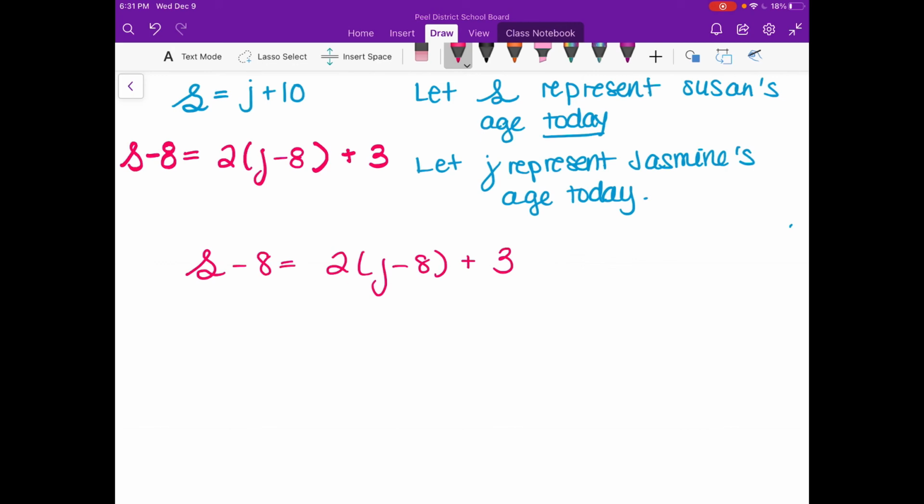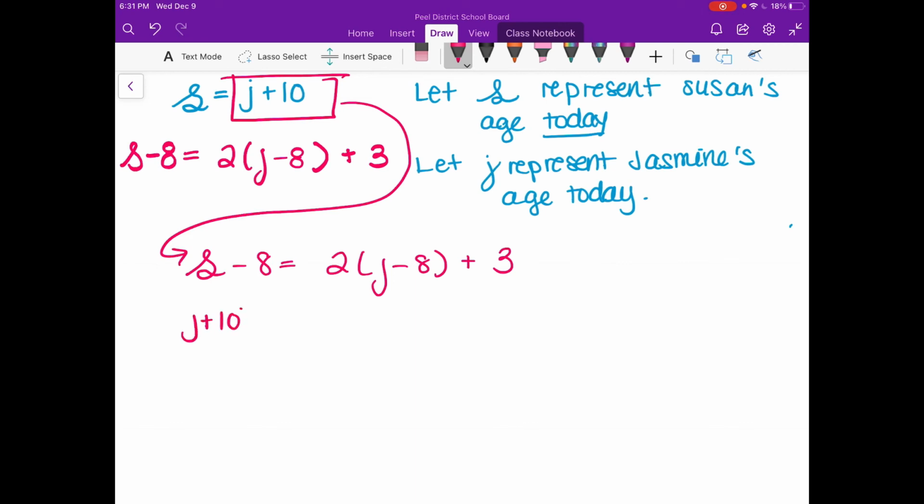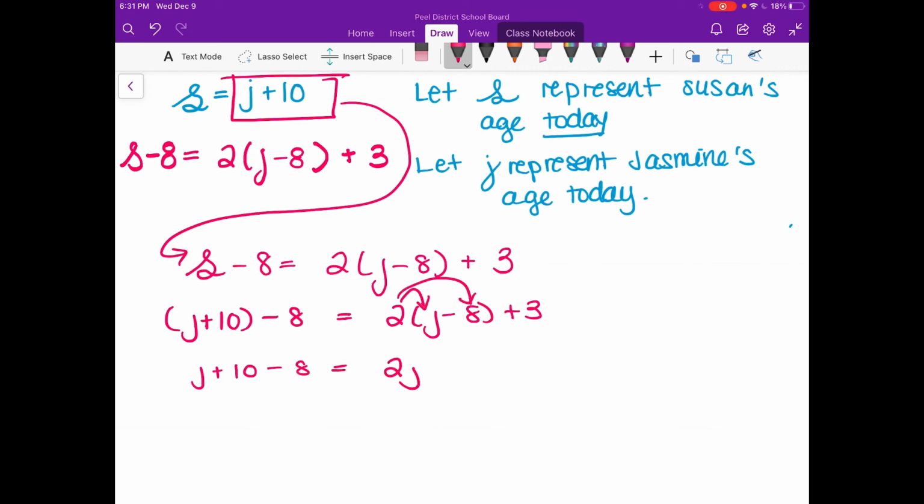I am just better off getting rid of this S over here and turning it into something with the J. So I'm going to sub in my J plus 10 from here. I'm going to say, let's plug it in for the S. So I'm going to say J plus 10 minus 8 is equal to 2J minus 8 plus 3. And then I'm just going to solve. So J plus 10 minus 8 is equal to 2J, right? 2 times J minus 16 plus 3.